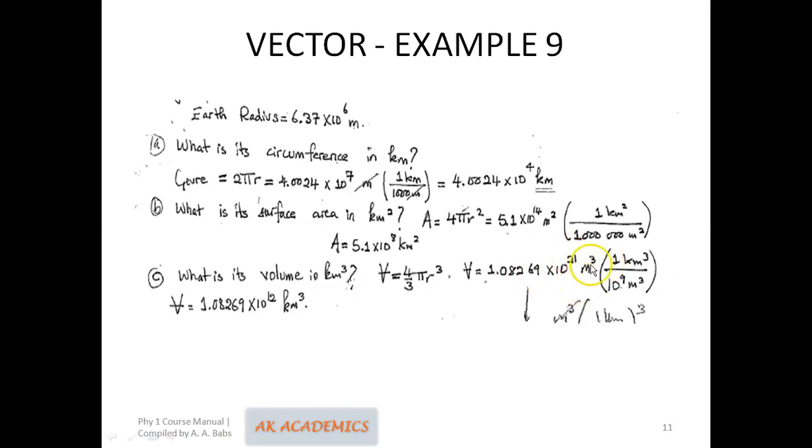What do you do here? To convert this cubic meter to cubic kilometer, you divide this entire expression by 10 raised to power 3 raised to power 3, which is 10 raised to power 9, 1 billion. When you do that arithmetically, you obtain 1.08269 times 10 raised to power 12 cubic kilometers. That's all for this question. See you in the next video.